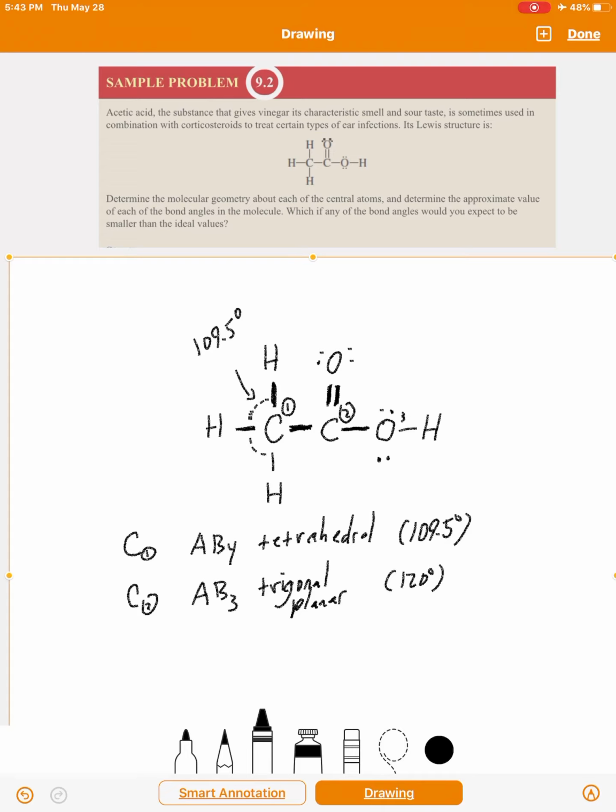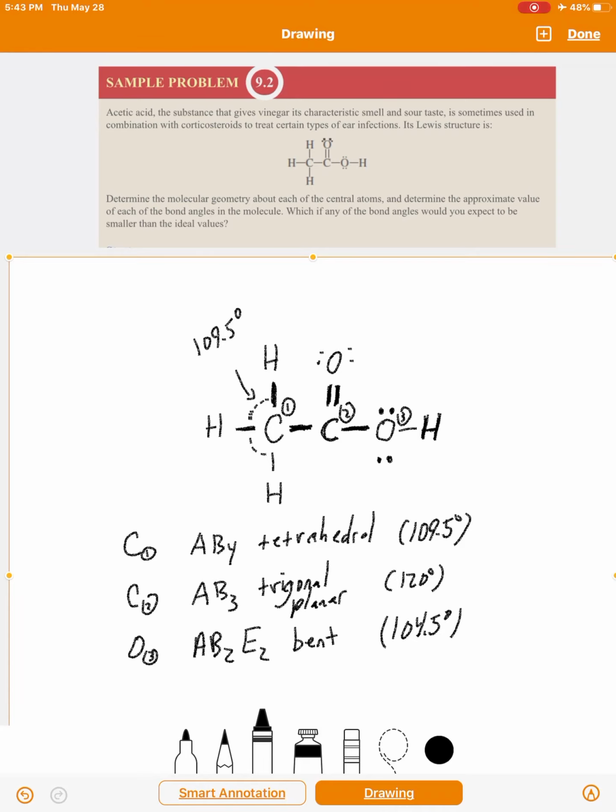Okay? And let's take a look at the oxygen. I'll call that atom number 3. The oxygen is bonded to a hydrogen, and it's bonded to a carbon. So that's AB2, except that there's also 2 lone pairs. Okay, that's called bent. And bent is approximately 104.5 degrees, right?